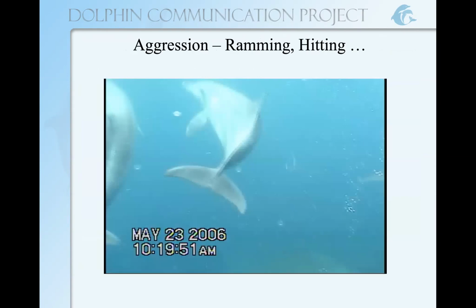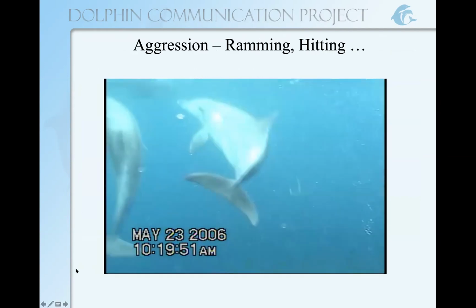Not all contact behavior, however, is friendly. During aggressive encounters, dolphins can body slam one another, they can butt heads, they can ram one another with their rostrums. And as seen in this video, they can also smack one another with their powerful flukes or tail. So, play that.